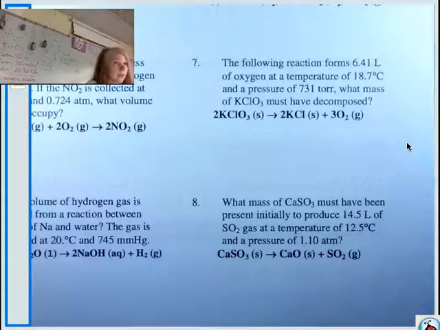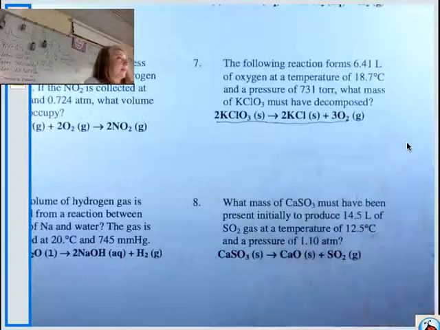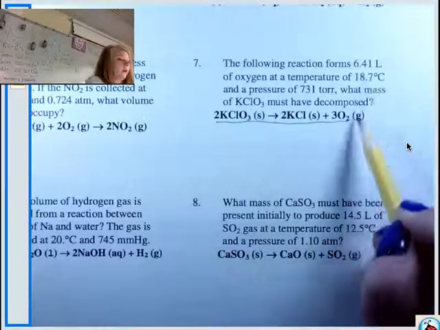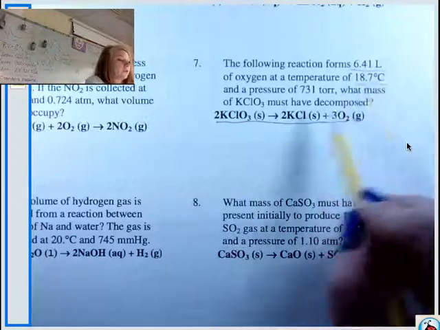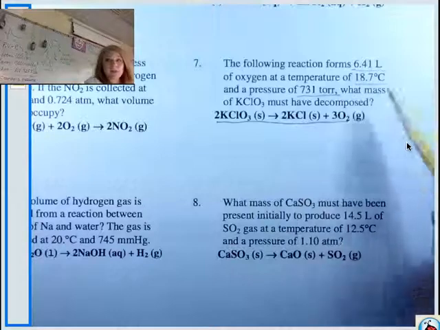You can't use a gas law for solids. So if they're asking you to find, say, the mass of a solid or something like that, you're going to have to convert your gas to moles, and then you can use your balanced equation to figure out anything else they ask you about. Okay, so the information that they're giving you that involves liters, temperature, pressure, that's all going to belong to the gas that's in your equation.